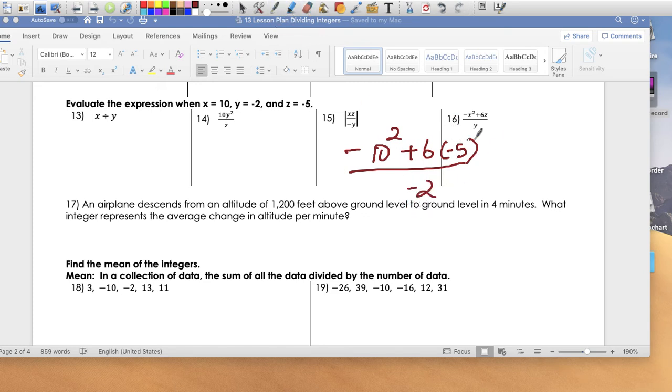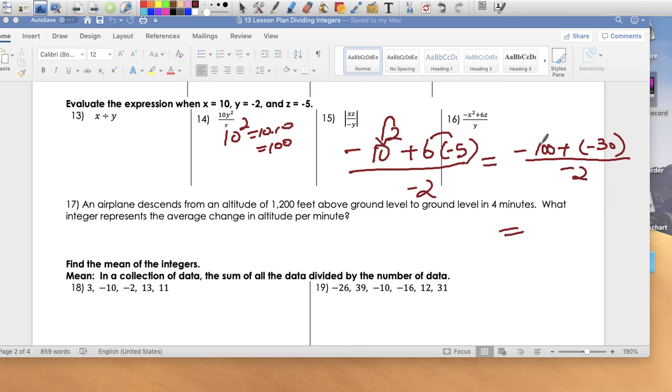That's substitution, right? Substitute. Careful here. This 2 applies to the 10. So there's the minus. And what's 10 to the second power? It's 10 times 10, which is 100. Plus, what's 6 times -5? Well, 6 times -5, it's a positive times a negative, so it's going to be a negative answer. So I'm going to put it like that. And what's 6 times 5? 30. All divided by -2.